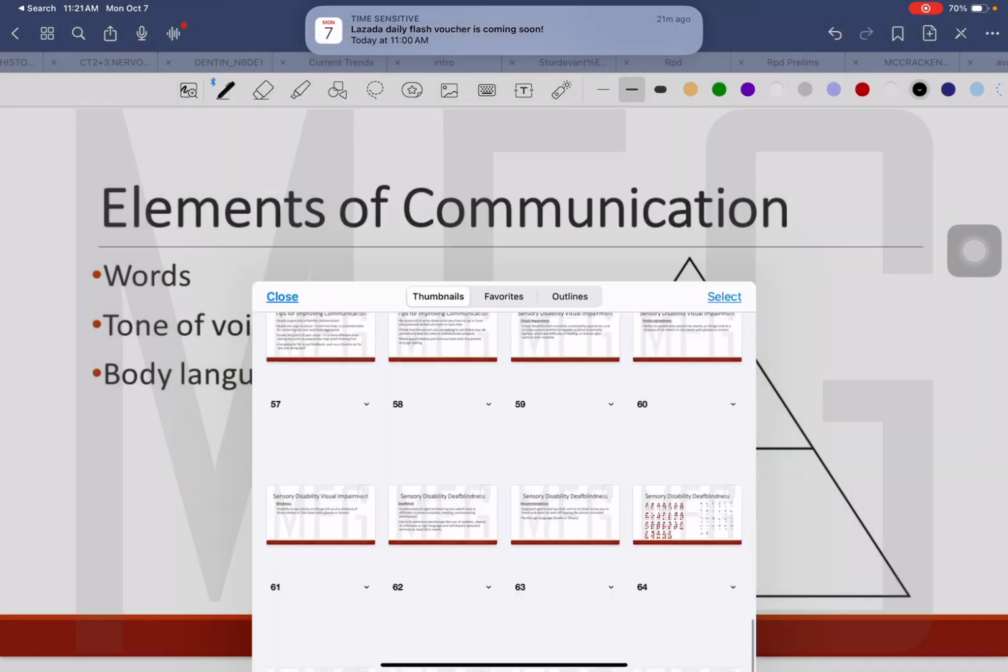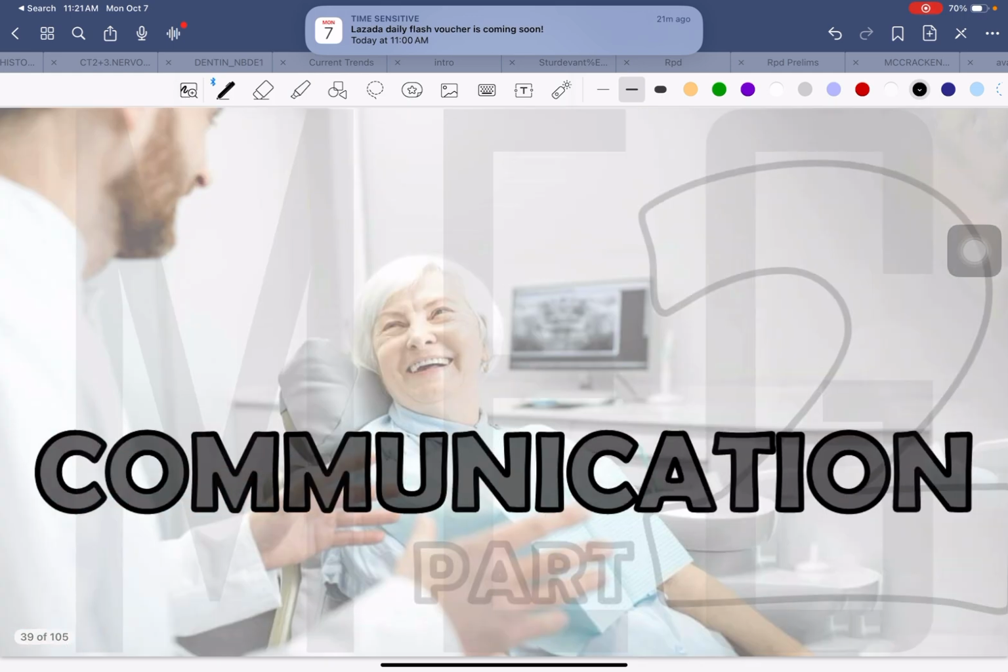So communication is a bit long. This will be for next meeting. So for the two Cs, communication and consent, it will be next meeting.